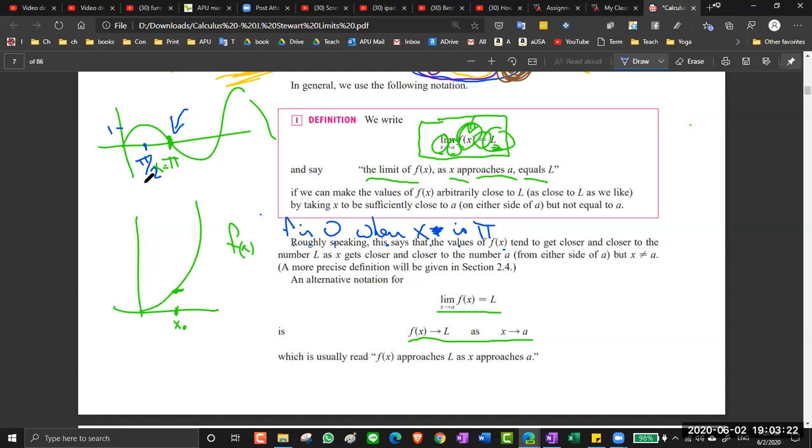F is 1 when x equals 5 or 2. Right, F is 1. Here's 1, right? This is 1, when x equals pi over 2. Okay? How about here? If this is x squared, make a statement about that.